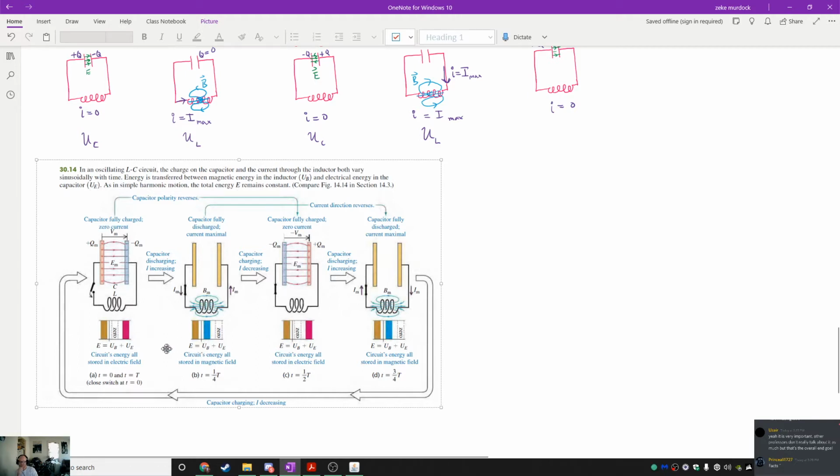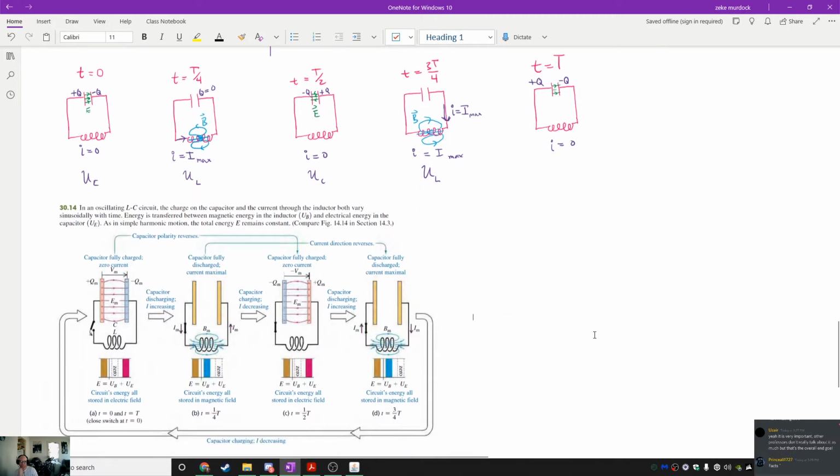So here's their picture. The circuit's energy is all stored in the electric fields. T equal to 0 and T equal to big T. We close the switch at T. So there's our switch. Yeah, and they basically have a very similar picture, right? Where you start off with Q maximum, then you get the current. Capacitor's fully charged, 0 current. It's basically exactly the same picture, right? And that is our LC circuit. Anyone have any questions?